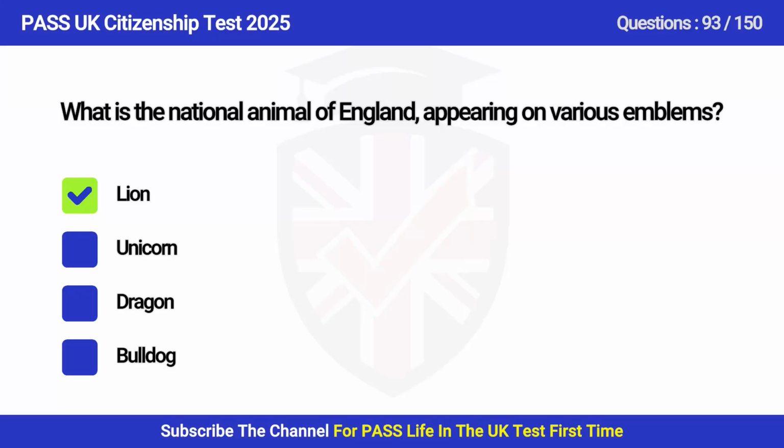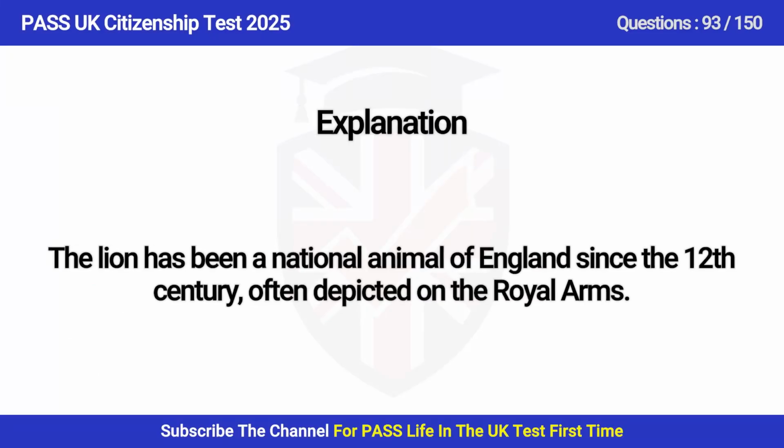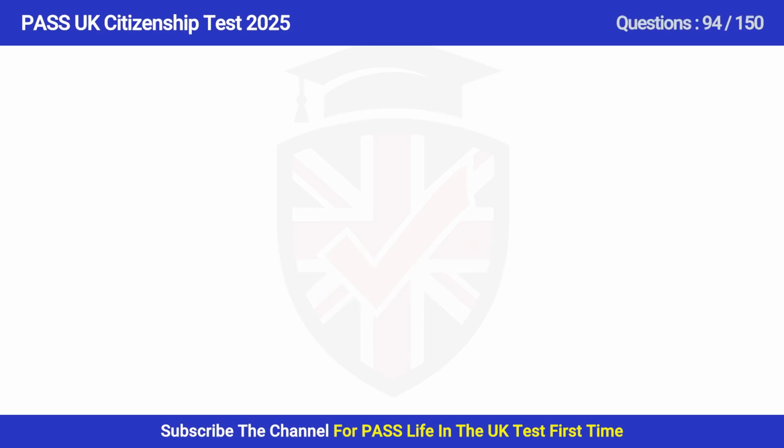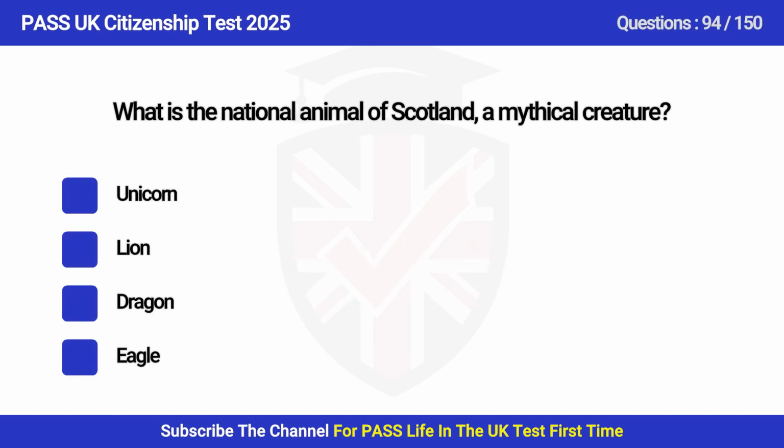The answer is A. Lion. The lion has been a national animal of England since the twelfth century, often depicted on the royal arms. Question 94. What is the national animal of Scotland? A. Unicorn. B. Lion. C. Dragon. D. Eagle.